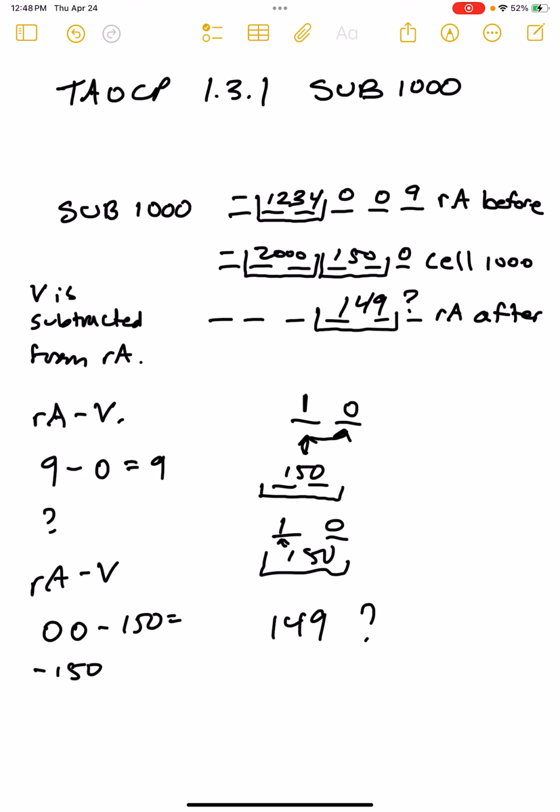The last operation for the last field here is pretty easy, because that's just going to be negative 1,234 minus a negative, which is a plus, so positive 2,000, and that's going to be positive 766, which is what we get. Okay, so that is subtract 1,000.